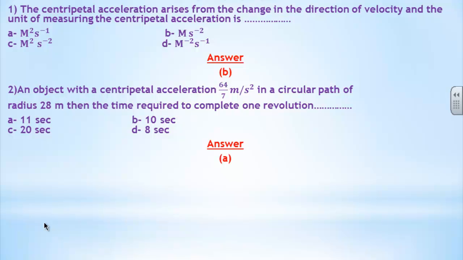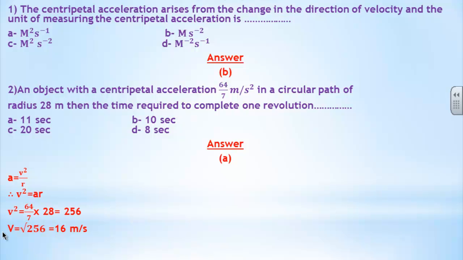Answer: number A. At the first, a equals v square over r. So v square equals a r. So v square equals 64/7 times 28, equals 256. So v equals root 256, equals 16 meter per second.